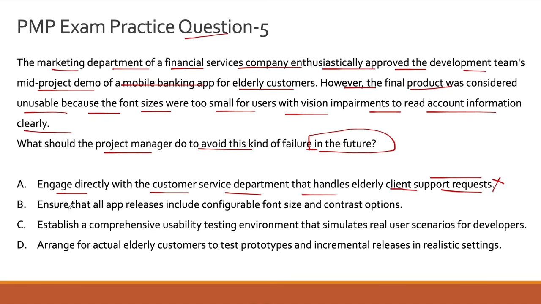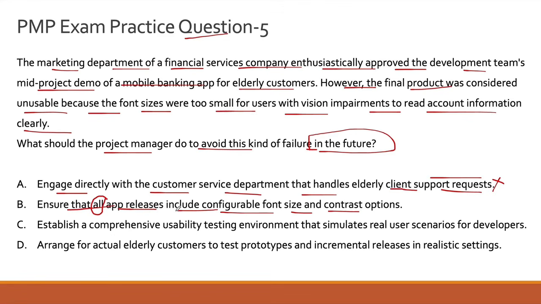Let's look at option B. Ensure that all the app releases include configurable font sizes and contrast options. Okay, this is a too broad option again, guys, and many of you might have selected this option. And the reason why this option is incorrect, first of all, there is a superlative called all. Now, it is questionable whether all the app releases will need a configurable font size or contrast options, because some of the app releases might be improvements to the backend, improvements to the cybersecurity technical layer of the application, which does not have any sort of relevance to font size and contrast options, because the end users do not see what happens as a software update in the backend, right?